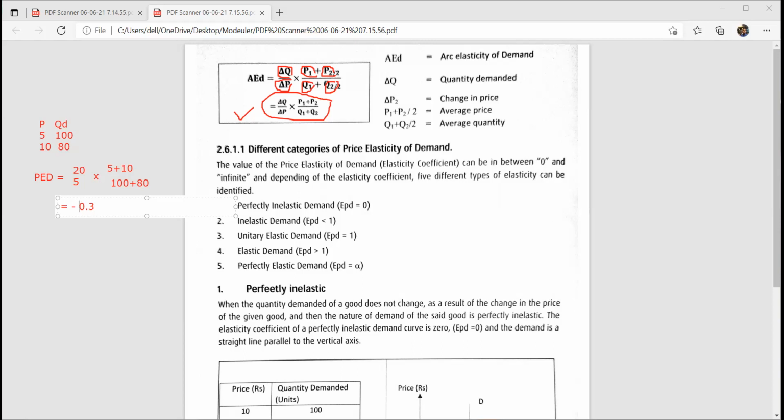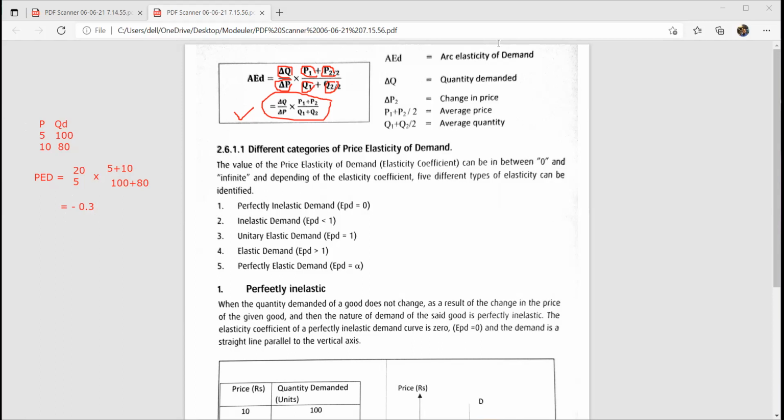Earlier we received 0.2, now the value is 0.3. So there is a difference. When we calculate point elasticity, it differs from point to point. Right now we look at both prices, a range. Therefore, we will have a midpoint value, 0.3. So that is the difference between arc elasticity and point elasticity.